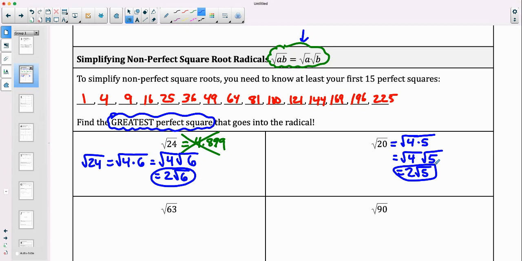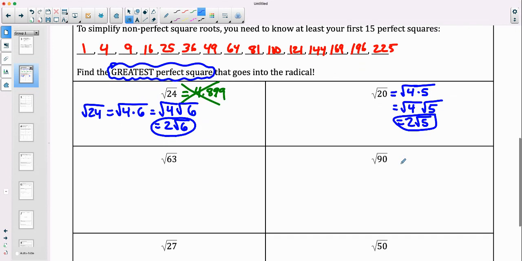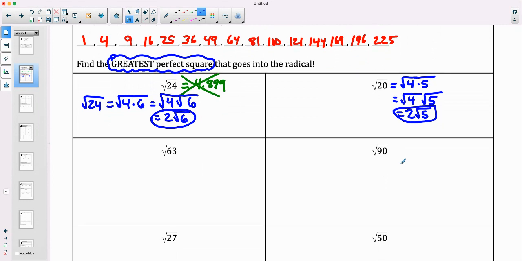Okay, and we'll just keep trying some examples. So it's not always a 4 that we pull out. So this one, 63, what you would take out of that is a 9. This is the square root of 9 times 7. 9 times 7 is 63. Okay, then we split the square root. The whole point is that we have a perfect square and a non-perfect square. The square root of 9 is 3, square root of 7, and then it's fully simplified there as long as we have the biggest perfect square.